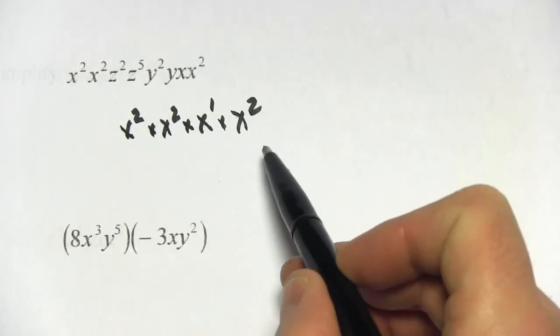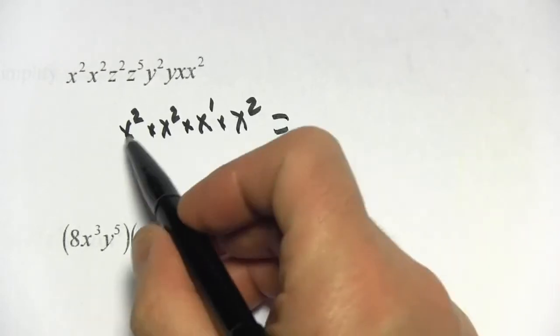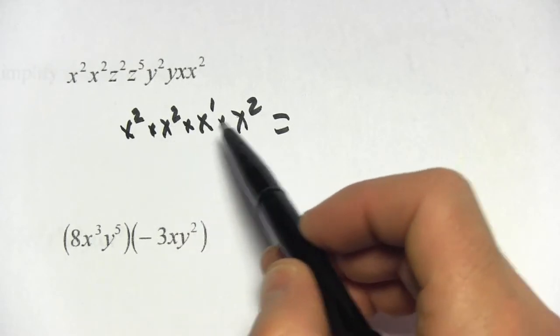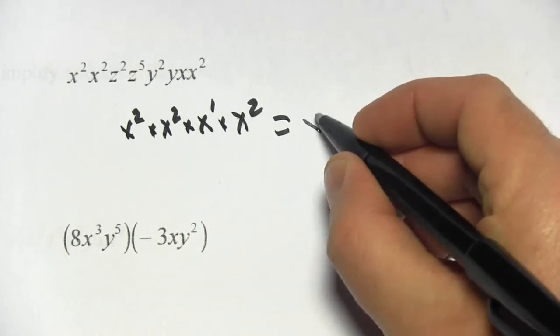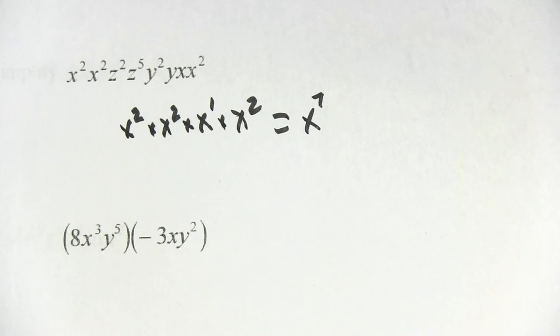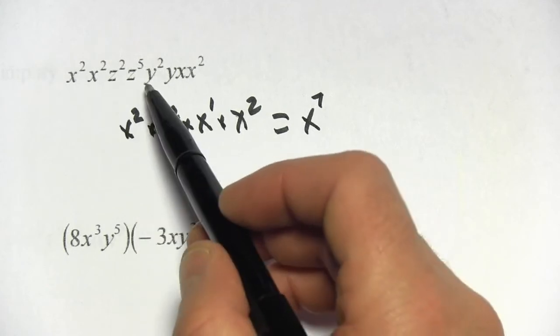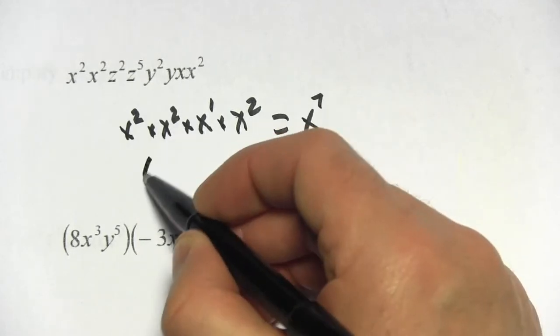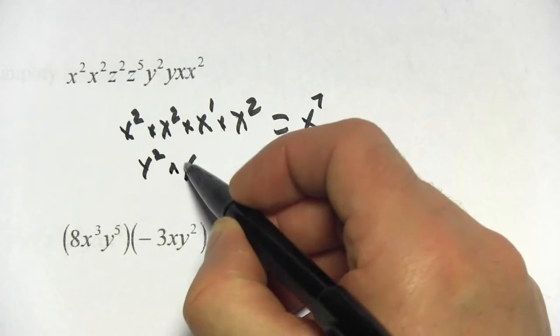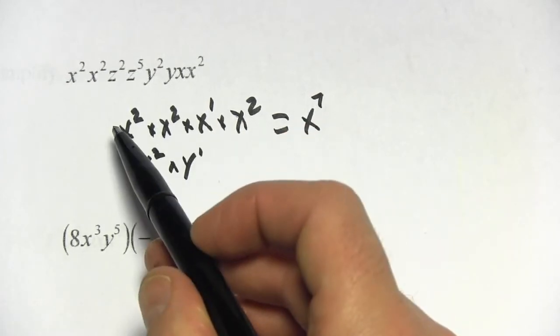So the bases are all the same. They're all x. So we add the exponents. 2 plus 2 plus 1 plus 2. That is 7. So this is x to the 7th. So that's the first part of our answer. Let's do the same thing for the y's now. We have y squared and y. So that's y to the 2nd power and y to the 1st power. I think that's all the y's I have.